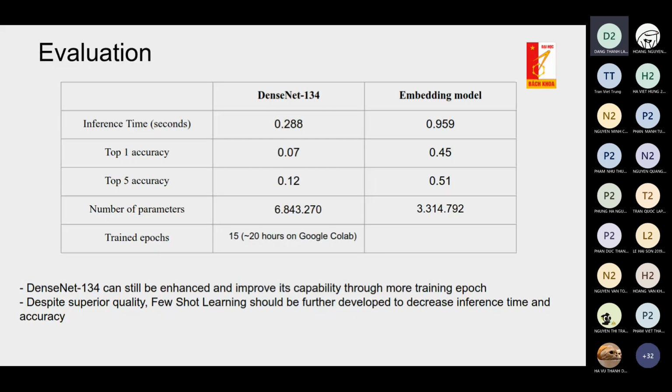not too disappointing. And DenseNet 134 can still be enhanced and improved if we have more resources for training, because we trained it for about 20 hours on Google Colab, but the data is not too good and it takes a lot of time to convert. So maybe in the future we can tackle this problem and increase the accuracy for DenseNet.